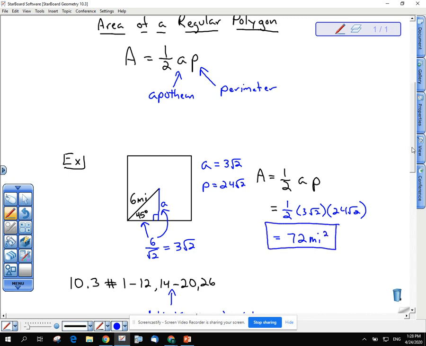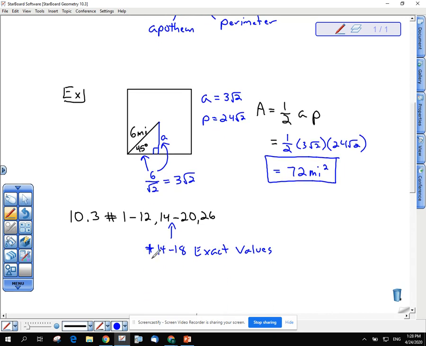Now, you do have a homework assignment. I'll put this in the email as well, but I just want to point this out because I don't think I'll remember to put this in the email: when you get to problems 14 through 18, you should do the exact values as we did in this problem and the previous two.